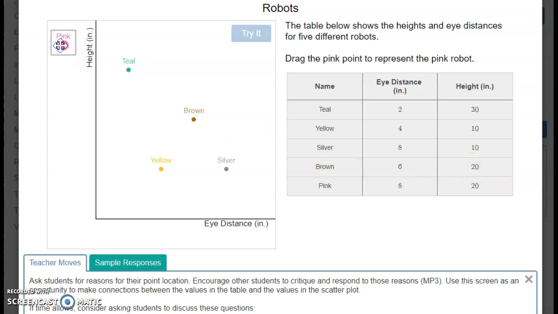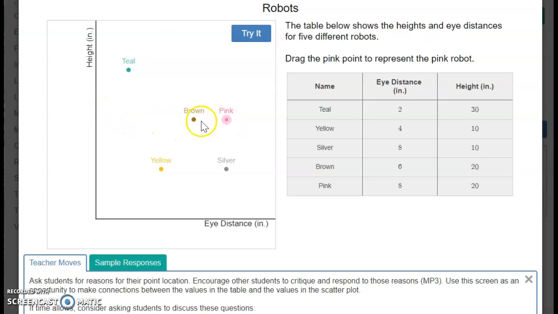That means pink is going to be in line somewhere along here. Okay, it's the same height as the brown. I know that. Okay, and then what is the eye distance? Eye distance is 8, which is the one with eye distance of 8. It's the silver one. Okay, good. I actually happen to have put it in the right one then.